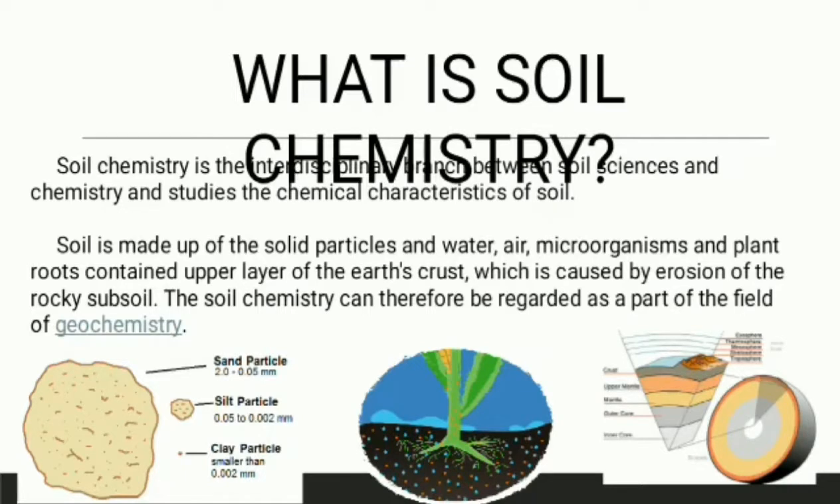So, what is soil chemistry? Soil chemistry is the interdisciplinary branch between soil sciences and chemistry and studies the chemical characteristics of soil. Soil is made up of solid particles and water, air, microorganisms, and plant roots contained in the upper layer of the earth's crust, which is caused by erosion of the rocky subsoil. The soil chemistry can therefore be regarded as a part of the field of geochemistry.